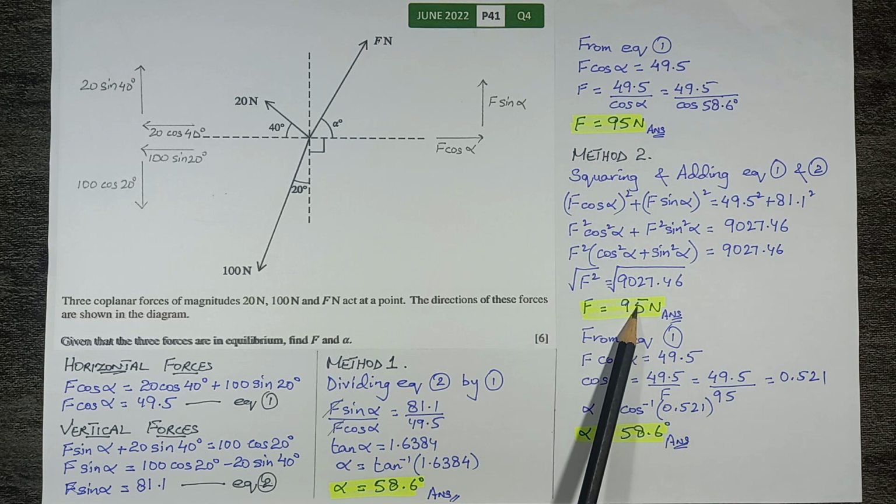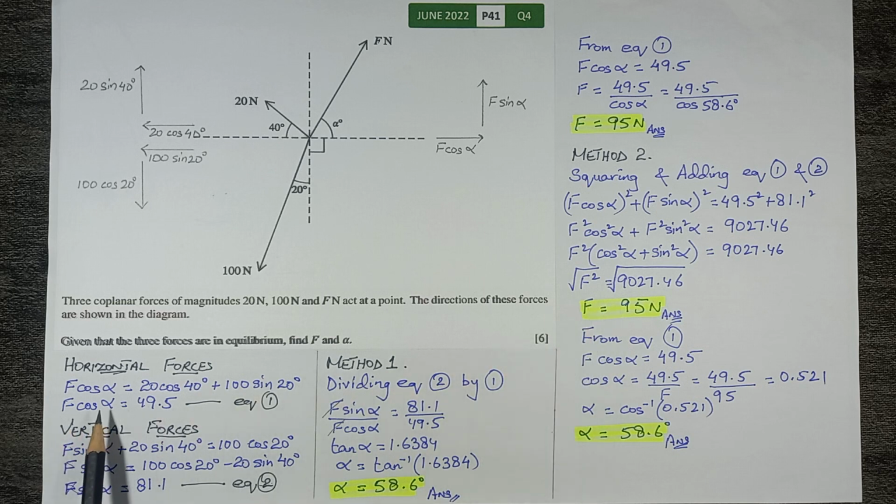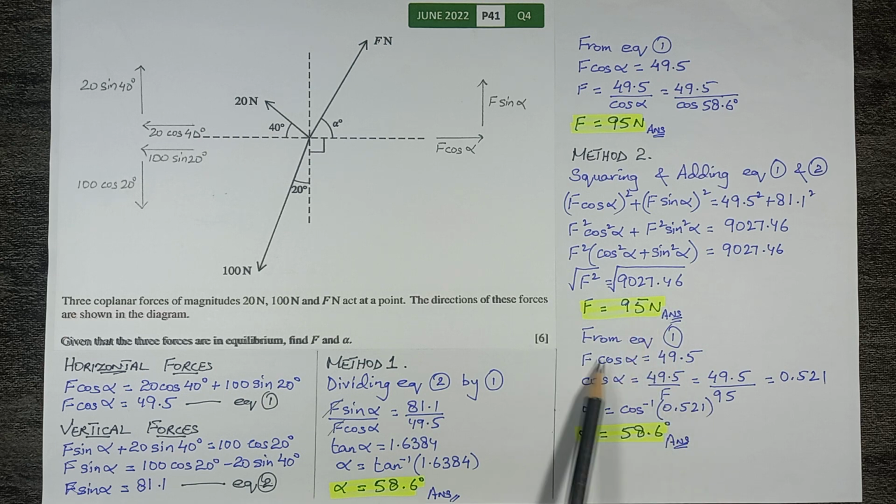Now placing this value of F in any of the equations, for example if we take the first equation, which is F cos alpha equals 49.5, placing this value of F as 95 Newton over here, dividing, we have 0.5, and then taking the cos inverse of it, we get the same answer of alpha as 58.6 that we got from the first method. Both the methods are super simple. It is totally up to you which method you want to apply in your exams.